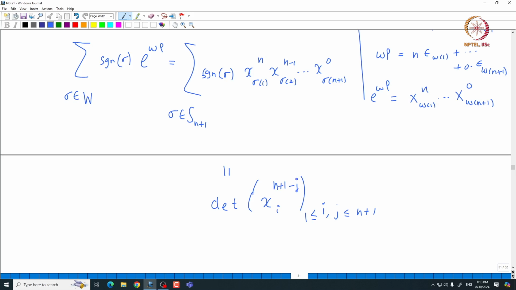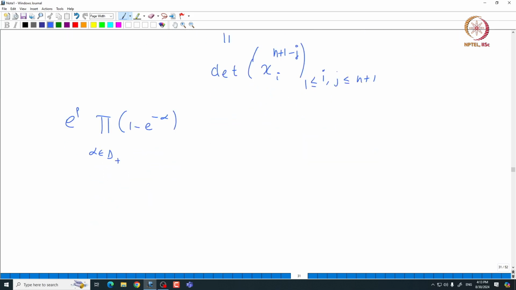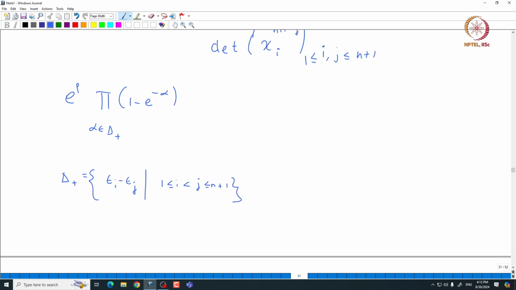Okay, so this is the determinant, and what will be the product side? The product side is going to be e power rho times the product of 1 minus e power minus alpha, alpha in delta plus. Now, recall that delta plus is nothing but epsilon i minus epsilon j, where 1 is less than or equal to i less than j less than or equal to n plus 1. If you use this, then you can easily see that this is exactly equal to e power rho.